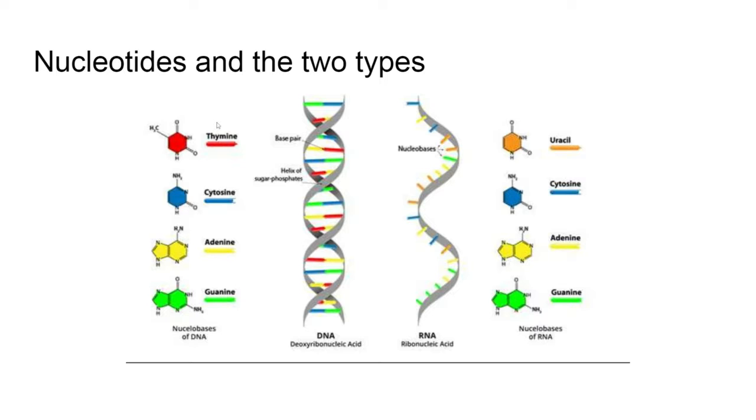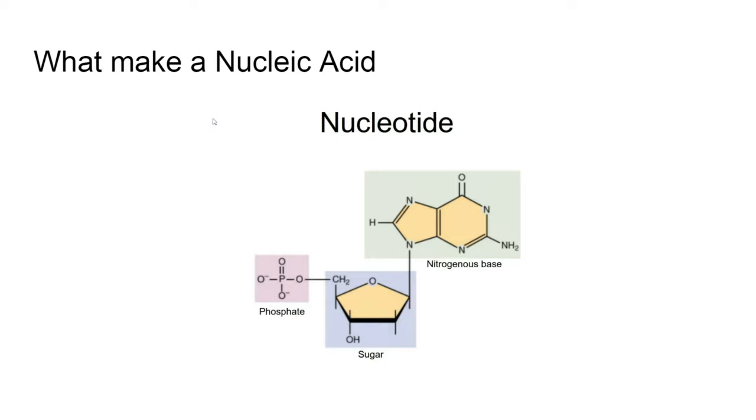Now we have nucleic acids. So there are two types of nucleic acids, DNA and RNA. So what makes a nucleotide? Well, nucleotides are made by a nitrogenous base, a sugar, and a phosphate group.